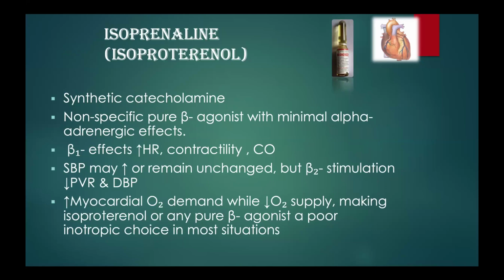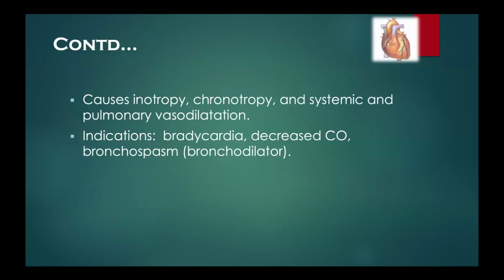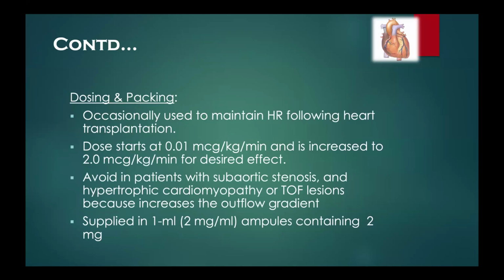So a little bit about isoprenaline. It is a non-specific pure beta agonist with minimal alpha adrenergic effect. SBP may increase or remain unchanged, but beta 2 stimulation reduces the PVR and DBP, which increases myocardial oxygen demand while decreasing oxygen supply, making it, or any pure beta agonist, a poor inotropic agent. It is like it has a negative inotropic effect. It is, however, indicated in cases of bradycardia and decreased cardiac output and in situations of bronchospasm.